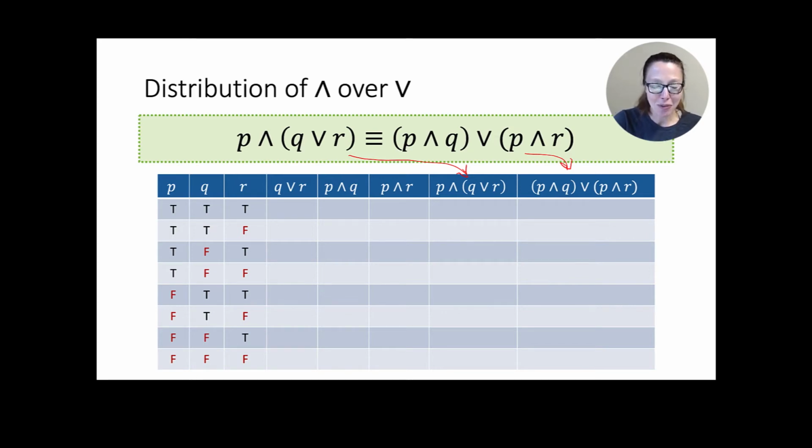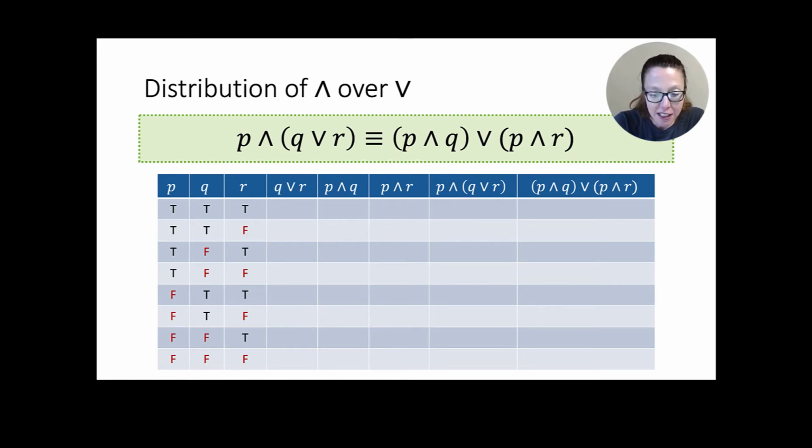So to get there, we have to break down every possible combination of P, Q, and R, the truth values that those atomic propositions could take on. And that's going to take 8 rows. So let's just quickly go through this example.